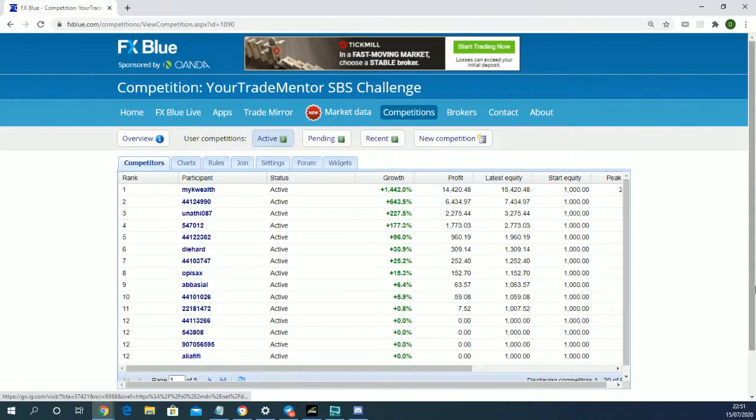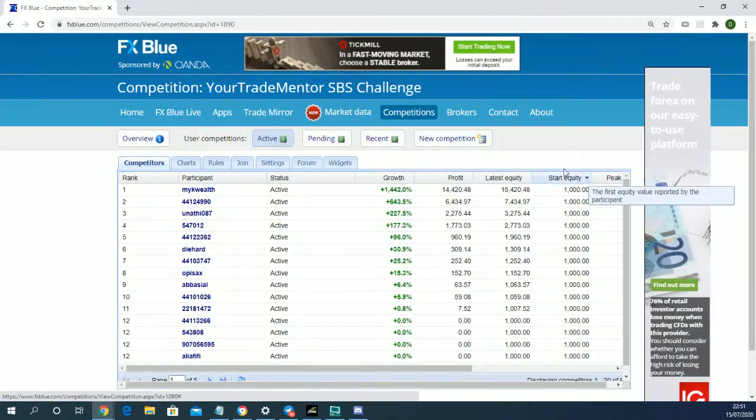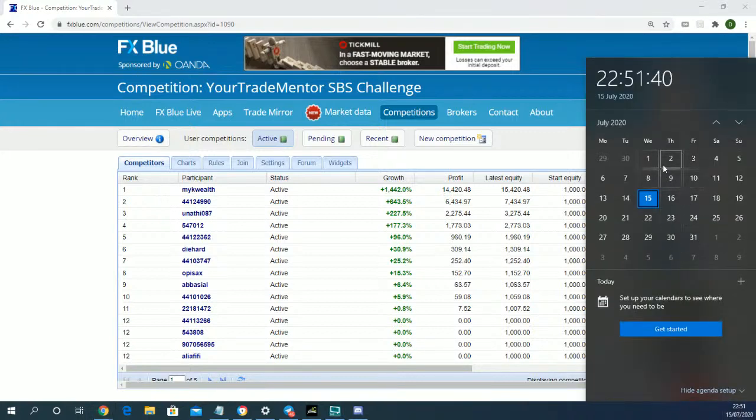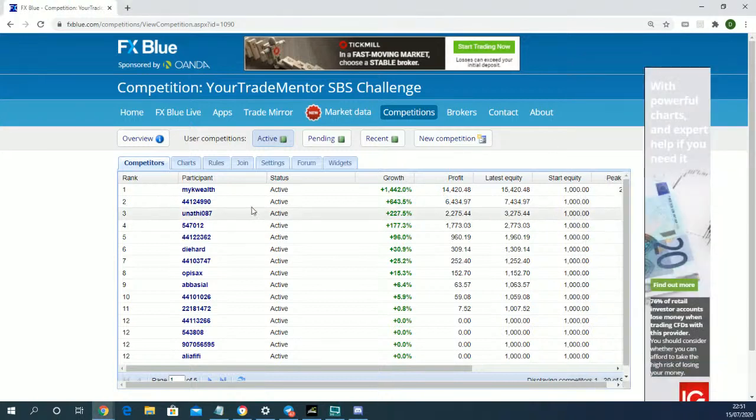There you go. So this is our SBS strategy. It started on the 1st of this month, which today is the 15th. So that's 14 days ago. How many trading days? 1, 2, 3, 4, 5, 6, 7, 8, 9, 10, 11. 11 trading days. And this is the result of people using SBS.